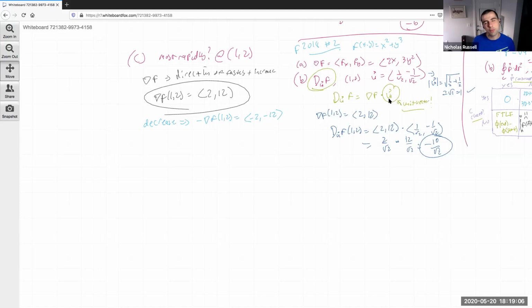So think about it this way, right? If you're on the mountain and I'm going up the fastest way, in the fastest slope, and I want to go back down, the exact opposite way will be the fastest decrease. So it'll just be right back in that way.